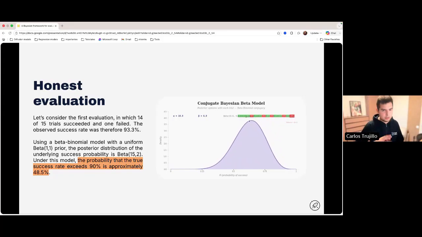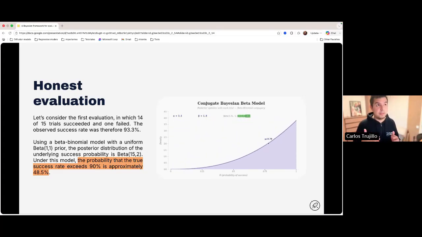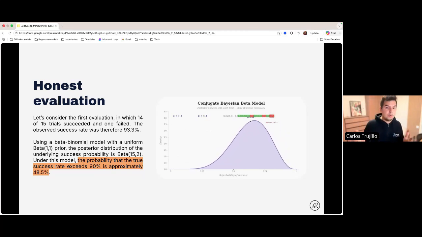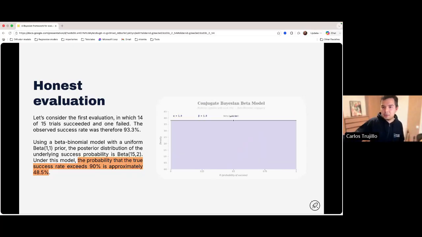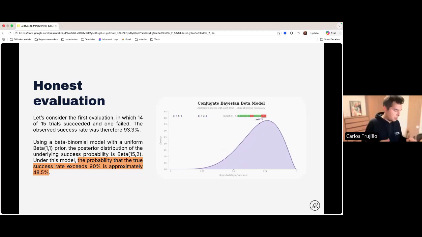And what we found out just by doing this is that, over the same 15 trials where 14 worked and one didn't, we usually would report a 93% success rate. That's probably what would appear in SWE-bench. But the actual probability of that success rate being over 90% was just like 48%. So that already starts to explain why, when I share my stuff, given this small sample size, others are not able to replicate it. I'm overestimating, in a way, my actual success probability.